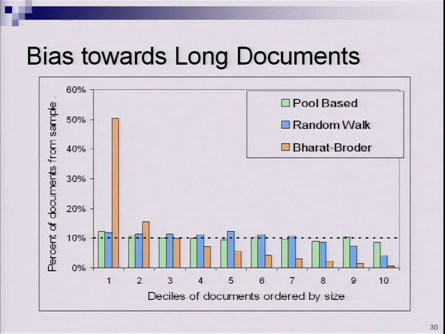So what you could see here is that indeed the Bharat and Broder sampler has very strong bias towards long documents. In fact, more than 50% of its samples fell in the top decile. On the other hand, our 2 samplers had essentially no bias towards long documents. The random walk sampler, since it's less efficient than the pool-based sampler, had some negative bias towards short documents.